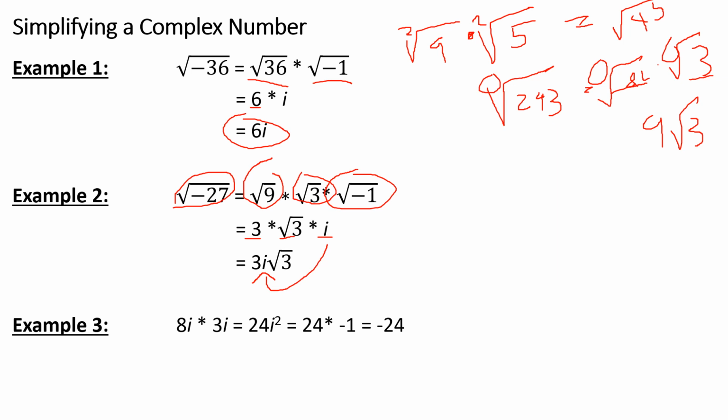Now here's what I want to be a little careful of. 8i times 3i. Well, 8 times 3 is 24. And i times i is i squared. But remember, i squared is negative 1. So this is the same as 24 times negative 1, which is negative 24.